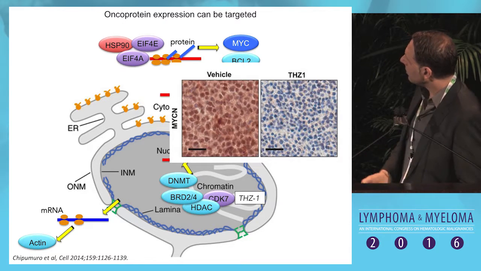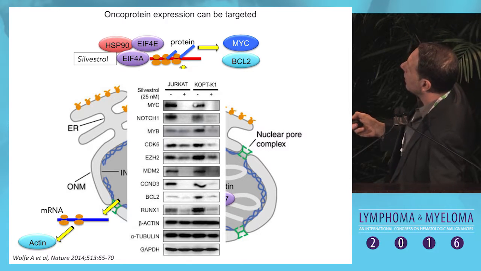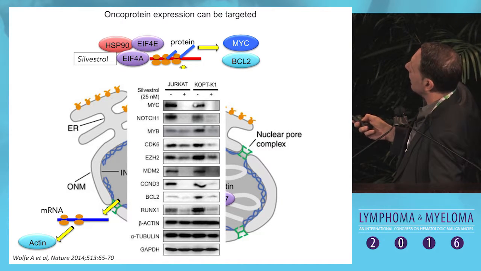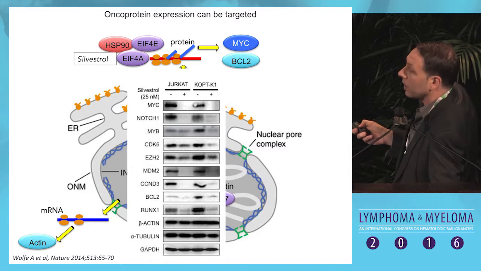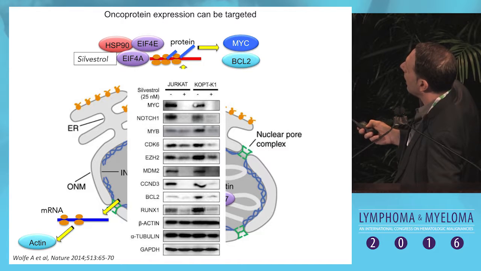Similarly, using this drug silvestrol that affects the production of oncogenes, we can decrease the protein of MYC, for example. Here you can compare silvestrol administered, EZH2 simultaneously, right? Cyclin D3, BCL2.